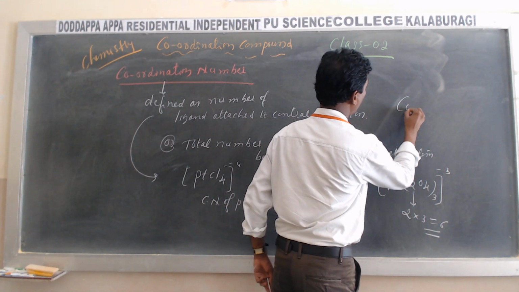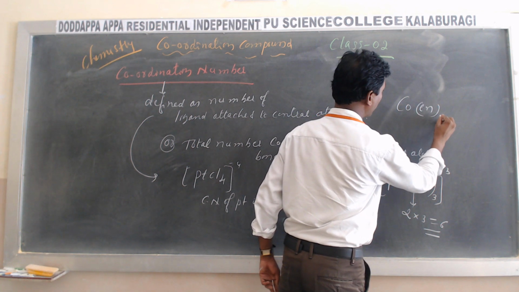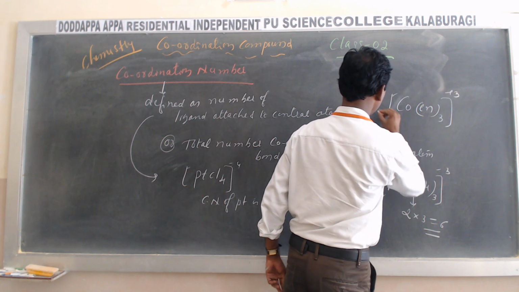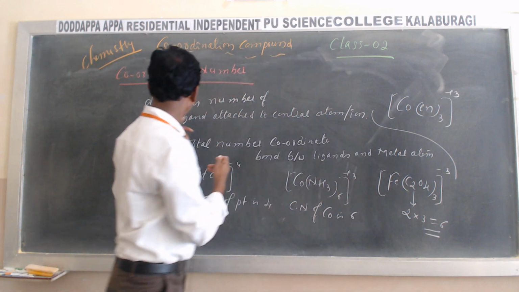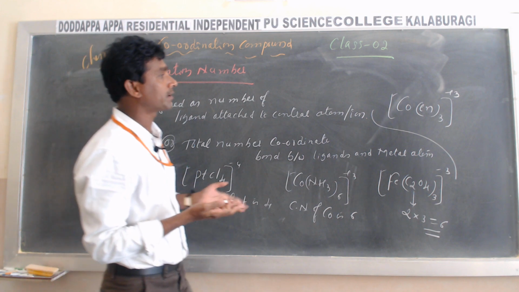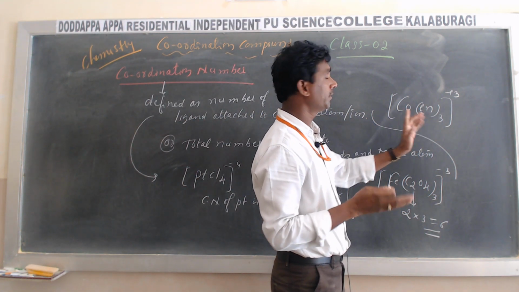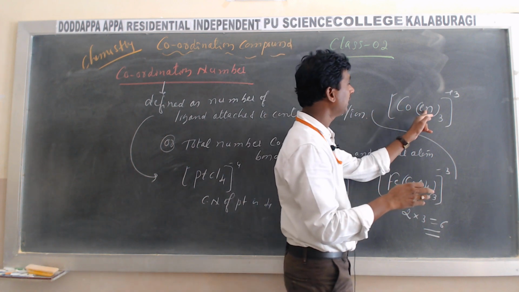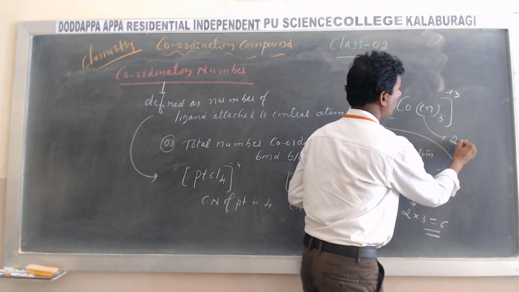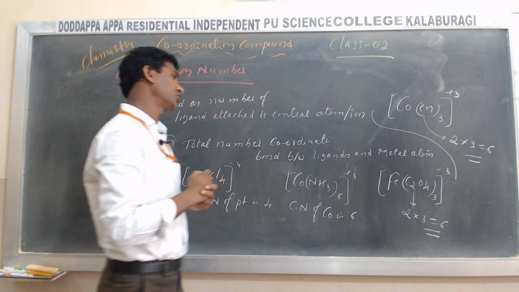Here is one more example: [Co(en)3]3+. En is nothing but ethylenediamine. According to the first definition, the number of ligands attached to the central atom is the coordination number. But this definition is not applicable because ligands attached are 3, but the coordination number is not 3, because en is a bidentate ligand. It has 2 donor atoms, and you multiply by 3, so it gives 6. So 6 is the coordination number.